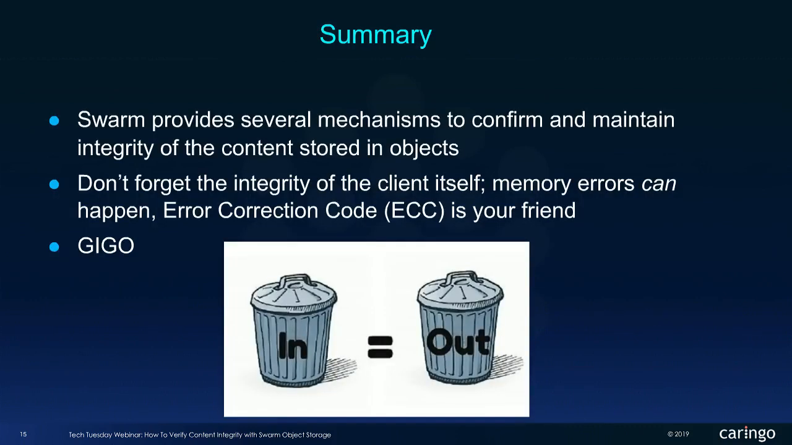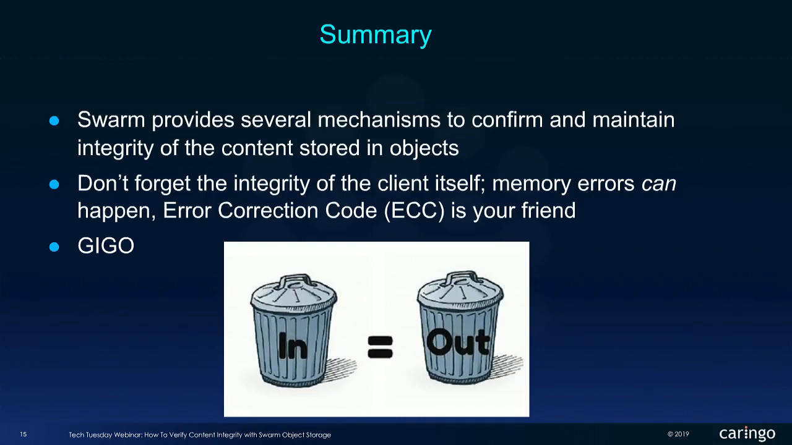All right. So let's summarize what we've gone through here today. What we've demonstrated is that Swarm does provide several mechanisms to confirm and maintain the integrity of the content stored in objects within Swarm storage. But one thing we do want to call out here, it's important to also make sure that the client itself is trusted, that its integrity is good. And a simple example of that is memory errors can happen. And error correction code, especially ECC memory, can be your friend on the client.